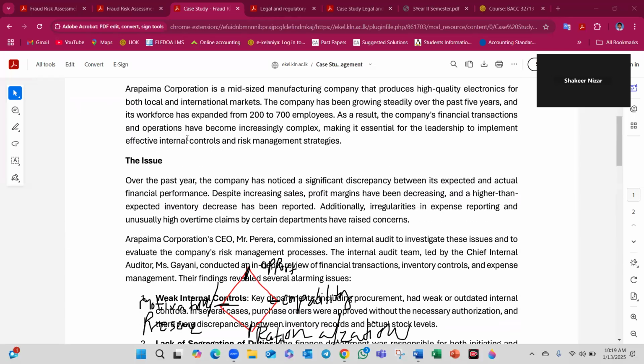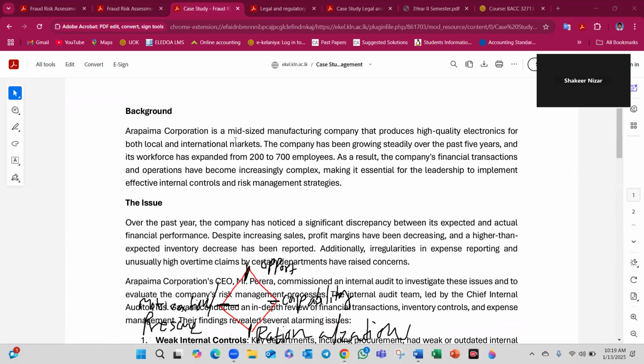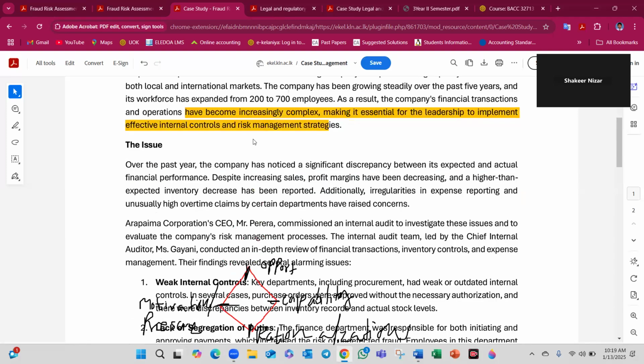So firstly, I go through the question. Arapaima Corporation is a mid-sized manufacturing company that produces high-level electronics for both local and international markets. The company has been growing steadily over the past 5 years, and its workforce has expanded from 200 to 700 employees. As a result, company financial transactions and operations become increasingly complex, making it essential for the leadership to implement effective internal controls and risk management strategies, like the TARA framework.